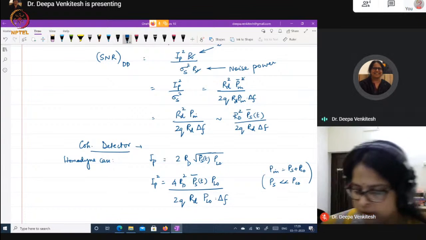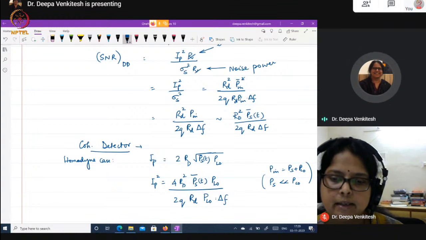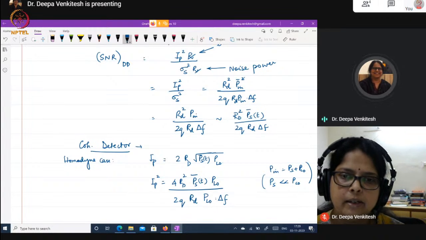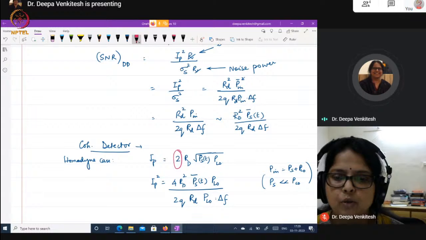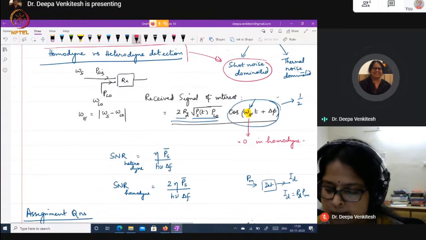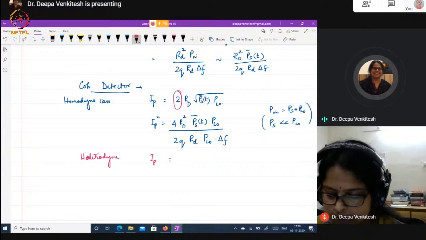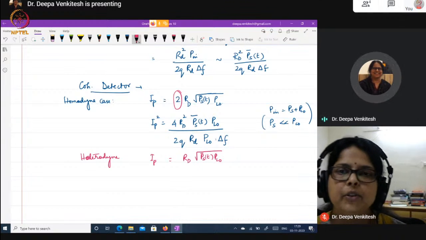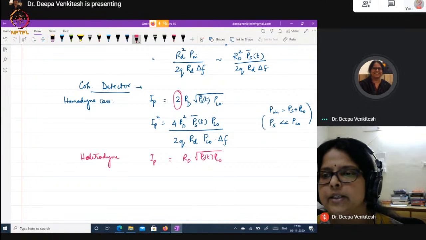With this information, you can find out the ratio of SNR for direct detection for Homodyne and Heterodyne. The second question was for Heterodyne, the first question was for Homodyne. The difference in Heterodyne, as I said earlier, is that you will not really have this 2, because when you average out the power, the cos square function would average out to half. So essentially the photocurrent will be just RD root of PS PLO. So with these inputs, you can calculate the ratio of SNR for direct detection to heterodyne detection.